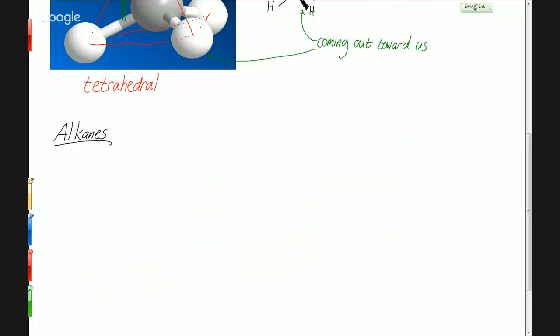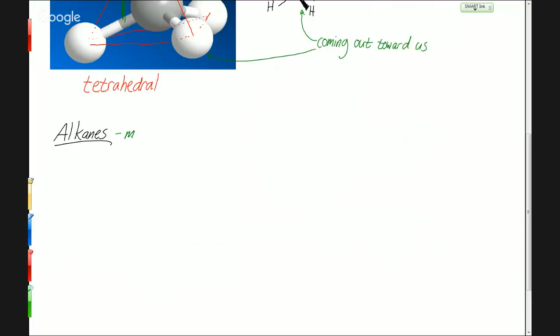Alkanes aren't super important from a reactivity standpoint. They don't do a lot of interesting reactions, but they're important from a fuel standpoint. They burn. And that's pretty much the only thing they do. And what's important about them is that they burn. It's a little oversimplification, but that's all right.